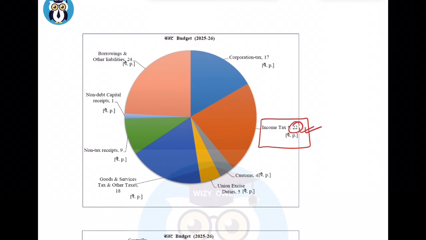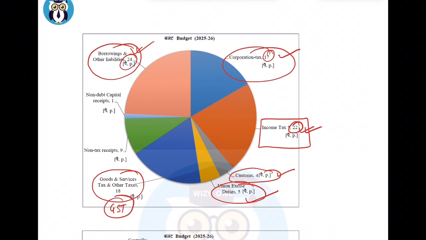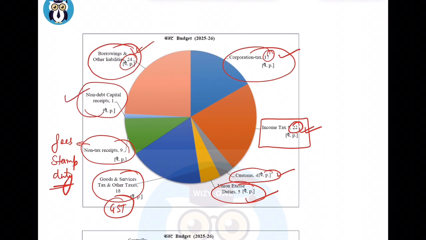Okay, just look into the important highlights. These are the borrowing and liabilities, 24. Then you will be getting goods GST, and then the corporation tax, that is 70. These are the customs 4, union excise 5, non-tax receipts like fees, stamp duty, and non-debt capital receipts, which I have already discussed.